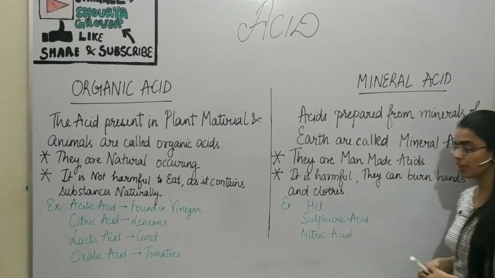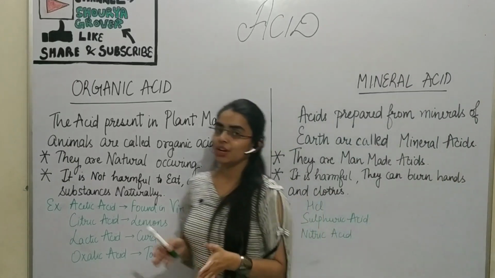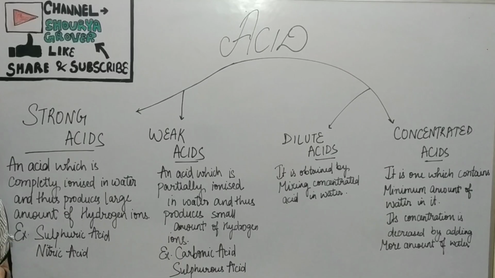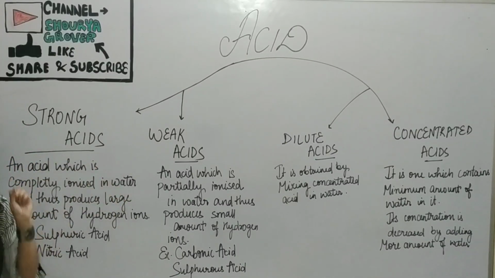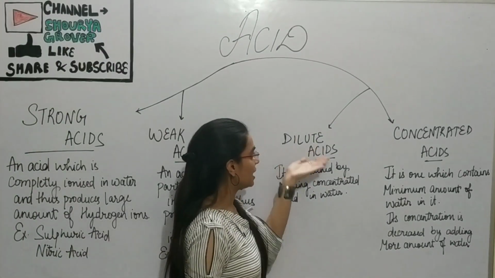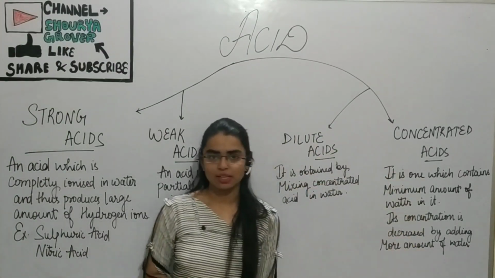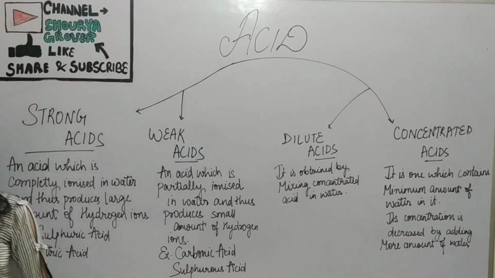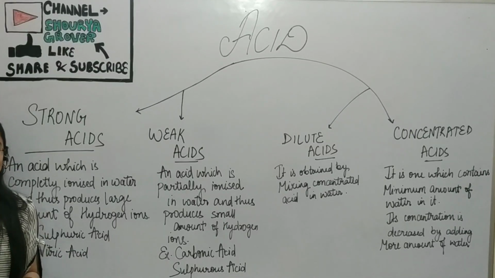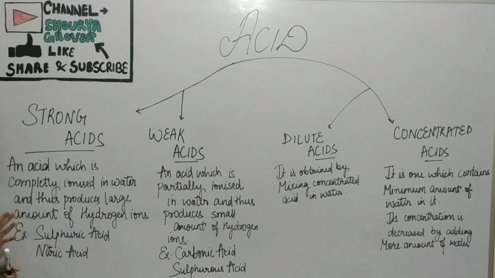So now I am moving towards the next category, which divides acids into two parts. So students, now I am going to tell you the other two categories in which we divide acid. One category is the strong acid and the weak acid, and the other category, which is based on the concentration, is the dilute acid and the concentrated acid. As I told you, when we divided into strong acids and weak acids, we did it on the basis of their strength. So, what are strong acids?